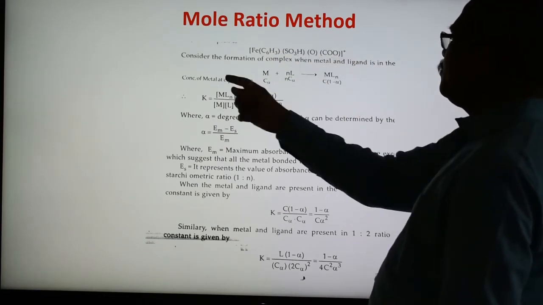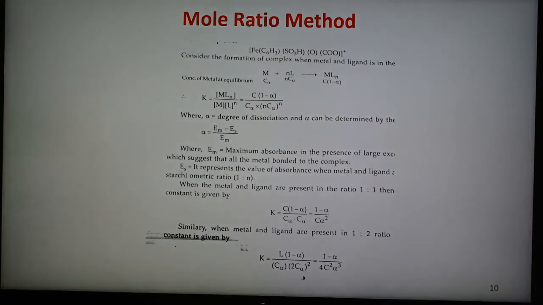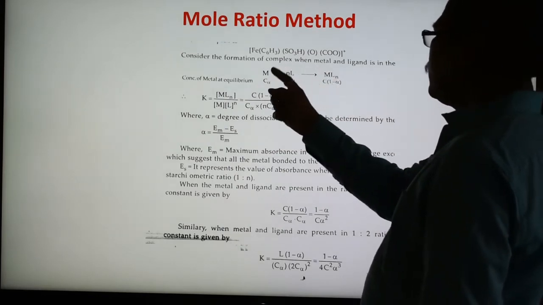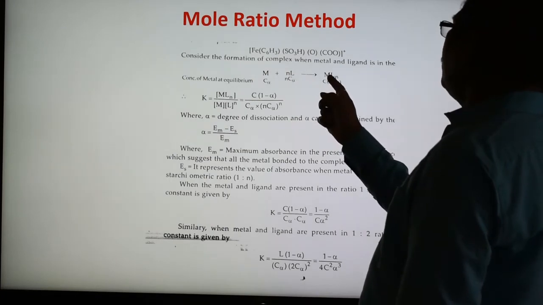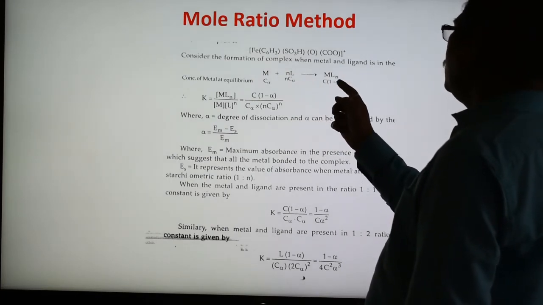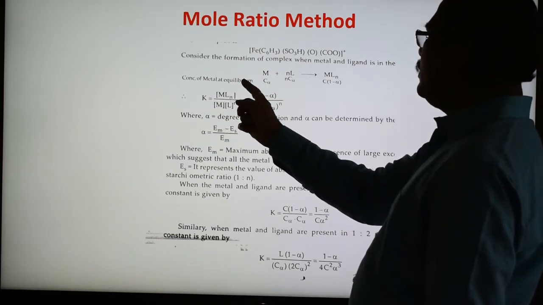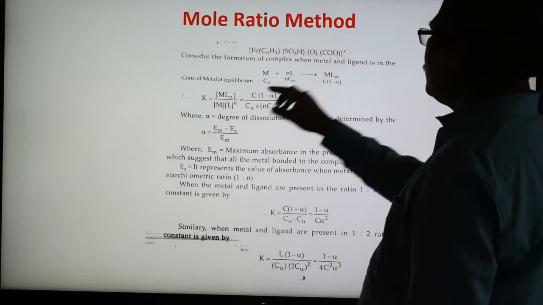We have seen the reaction, and consider the formation of a complex when metal and ligand are in equilibrium. So here, concentration of metal plus ligand forming MLn. The concentration of metal is C alpha, ligand is nC alpha, and metal complex is C(1 minus alpha). So we know at equilibrium the constant K equals the concentration of the product upon the concentration of metal and ligand.